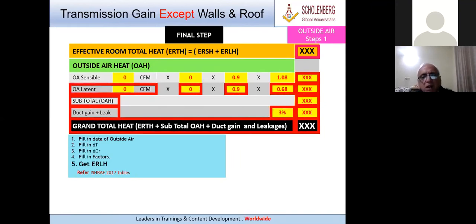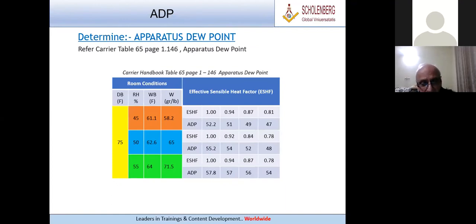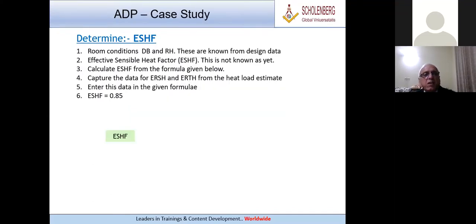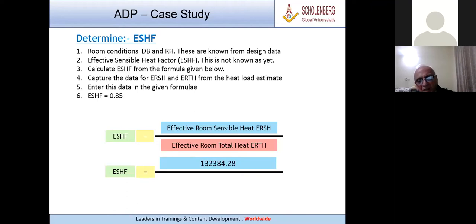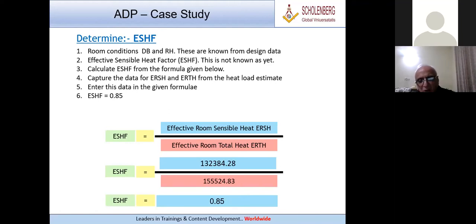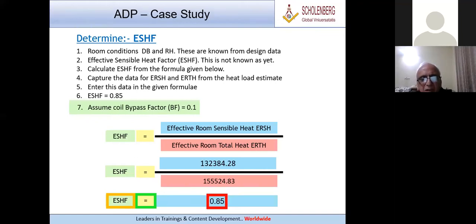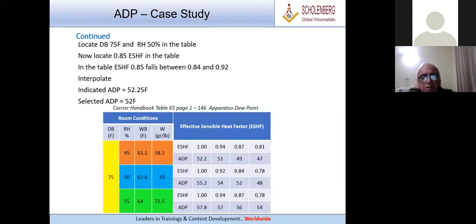Now, having said all this, the next factor is to determine the apparatus dew point. Then you have to determine ERSH. Now, this is an equation out here: how to get the effective sensible heat factor. Now, all this is becoming very boring, very difficult to understand, right? But it is an essential part to understand, because without understanding this, how can you ever decide on the capacity of the plant?